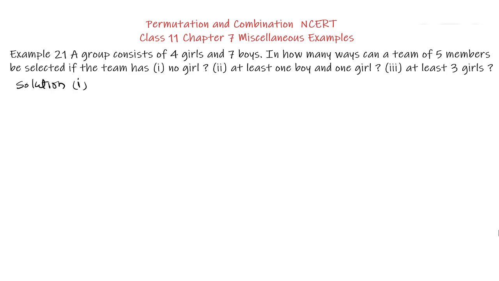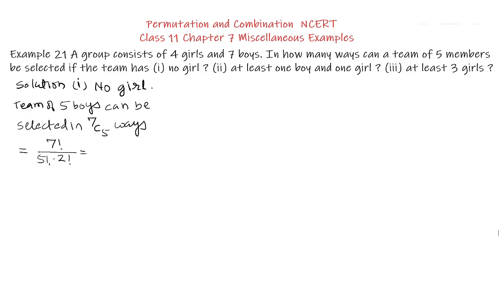Solution part 1. The team has to be selected and there should not be any girl, or no girl should be selected in that team. So we have to select the team from the 7 boys. A team of 5 boys can be selected in 7C5 ways. This is equal to 7 factorial upon 5 factorial into (7 minus 5), that is 2 factorial. That is 7 factorial upon 5 factorial into 2 factorial.